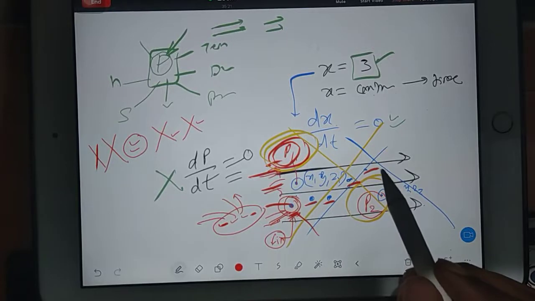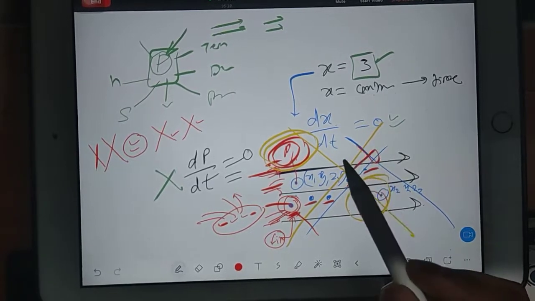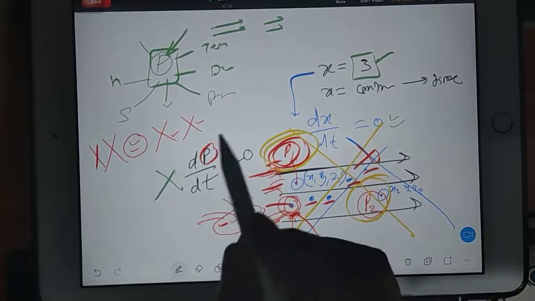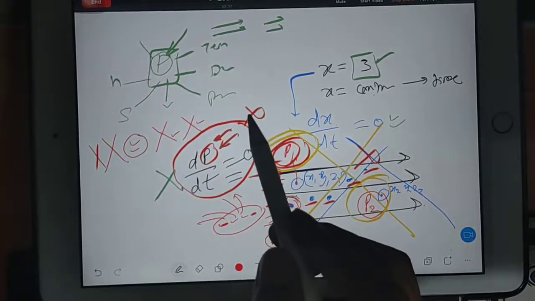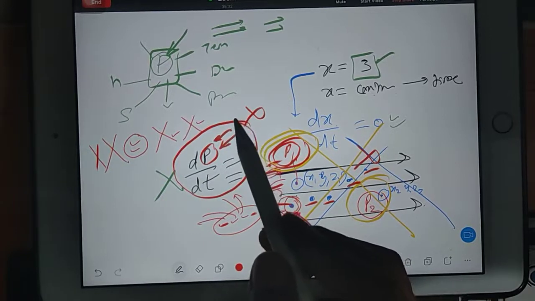Whether nearby properties change or not does not matter. That will not decide steady flow. To check steady flow, the property at a given coordinate should not change with time. Then only you will say steady flow, or else unsteady flow. Clear?